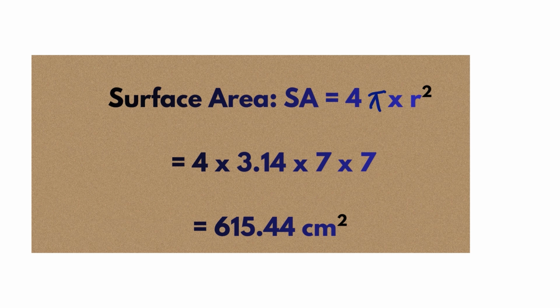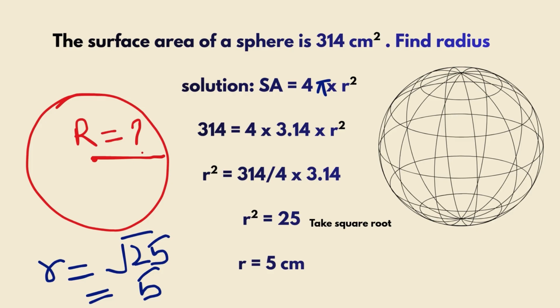We move to the next problem. We need to find the radius. So surface area of a sphere is 4 pi r square. We need to find the radius r. How much do we get? By square root of 25 we find the radius is 5 centimeter.